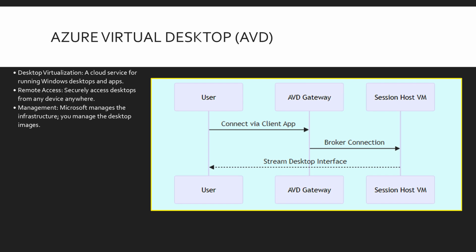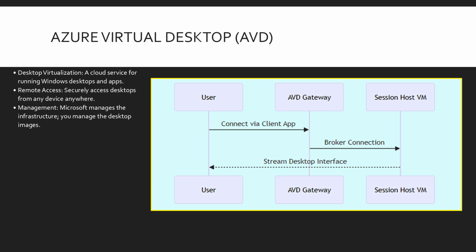Another specialized form of VM usage is Azure Virtual Desktop, or AVD. This is a desktop and app virtualization service that runs on the cloud. Instead of managing physical laptops for every employee, you provide them with a secure, virtual Windows desktop that they can access from anywhere. It supports multi-session Windows 10 and 11, allowing multiple users to share a single VM, which optimizes costs. It effectively streams the desktop experience to the user's local device over the internet.